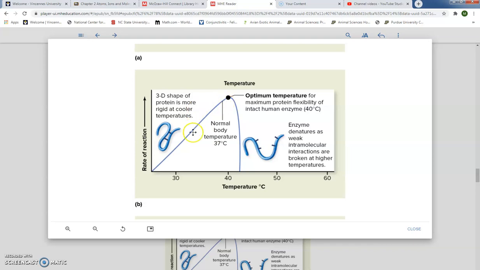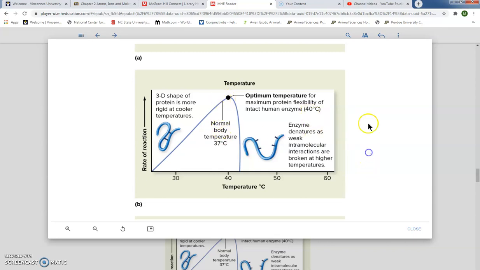And then you'll notice at cooler temperatures the reaction rate's going to be much slower. Everything is moving slower and the structure is a little more rigid. So there's a lower reaction rate at colder temperatures as well. One reason why we like to keep our body temperature in this normal range is we have normally shaped enzymes that can function pretty well and catalyze chemical reactions in a timely manner.